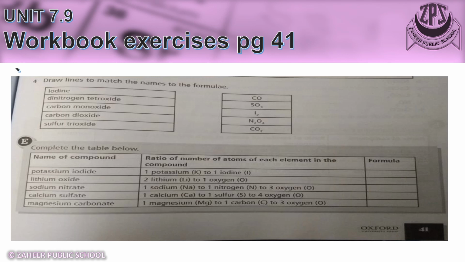Like in the first one, potassium iodide, here the hint is given to you that one potassium atom is combined with one iodine atom, so the formula would be KI. And in the case of lithium oxide, here the ratio given to you is two lithium atoms combined with one oxygen atom, so the formula would be Li2O. Similarly, you have to do the other parts by yourself.